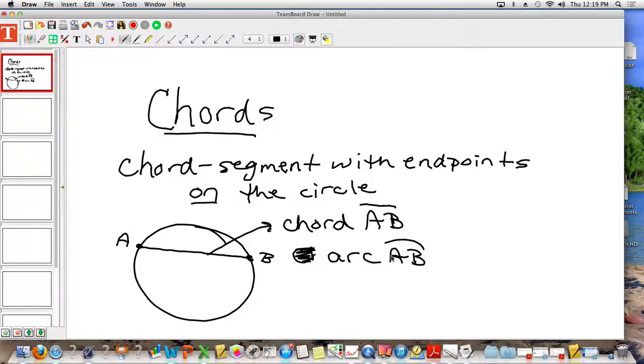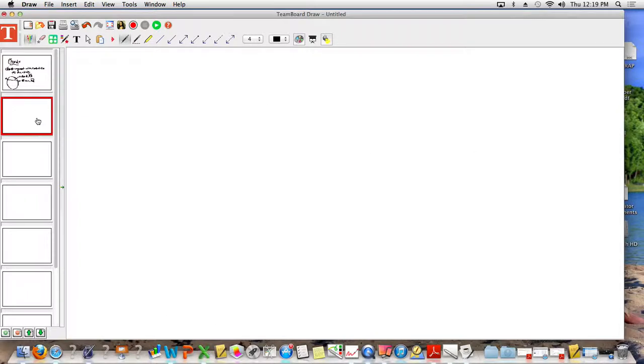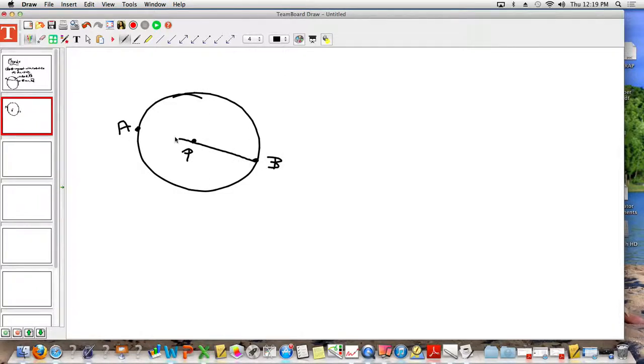Now, what are you going to have to use this for? How are you going to see them? Can I flip pages? Okay. Draw yourself another circle. Put a point in the middle. One more thing I want to tell you. What if I did this? What if this was point P, this was point A, this was point B, and I connected them like this?